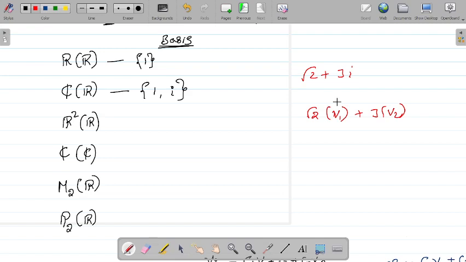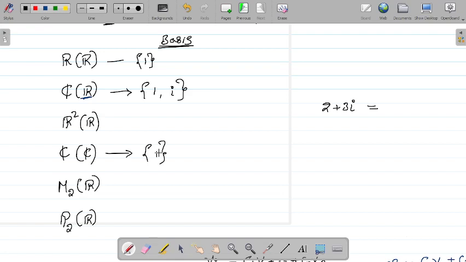Sir, I'd like to find this element 1 plus 3i. Like I would like to get this element 2 plus 3i. How do you get it using this set? Can you express this 2 plus 3i as a combination of just 1? 2 plus 3i into 1. Exactly. See, this is what our aim is. We would like to write this as lambda times v, where in our case v is 1.